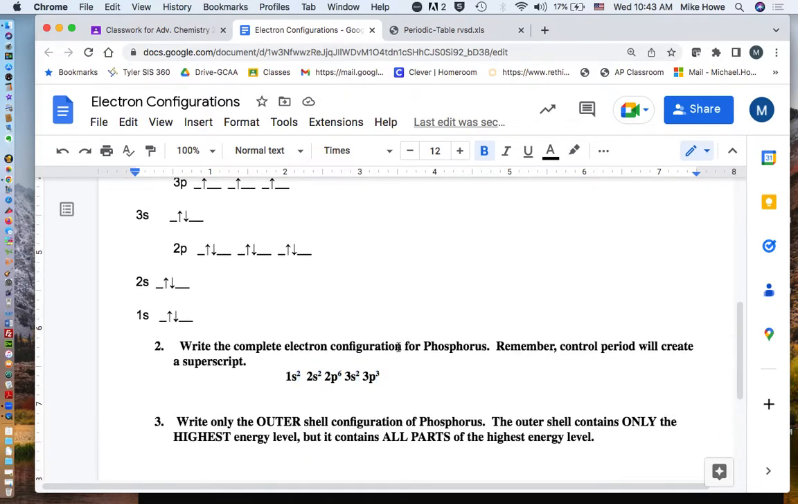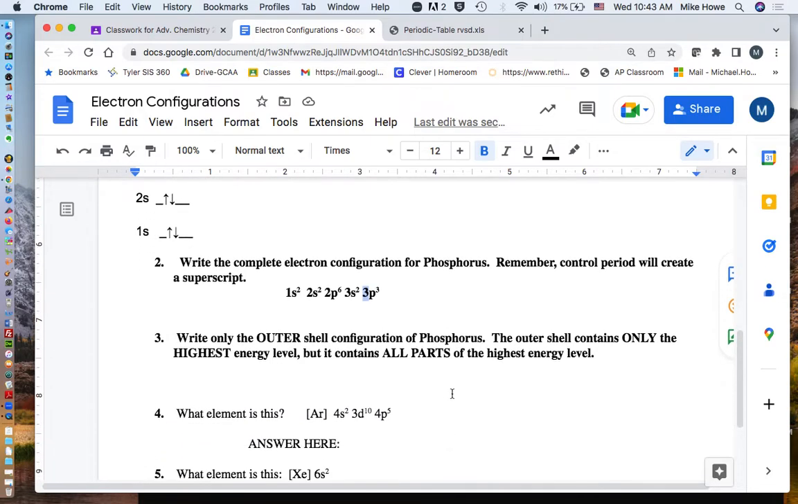Now the outer shell for phosphorus would include only the highest energy level. So that would be the 3s and the 3p. Notice that there's a 3 here and a 3 here. So all parts of the highest energy level means be sure you get both the 3s and the 3p. So it would look like that. What I did to make it easy is I just copied the outer shell and pasted it down here.